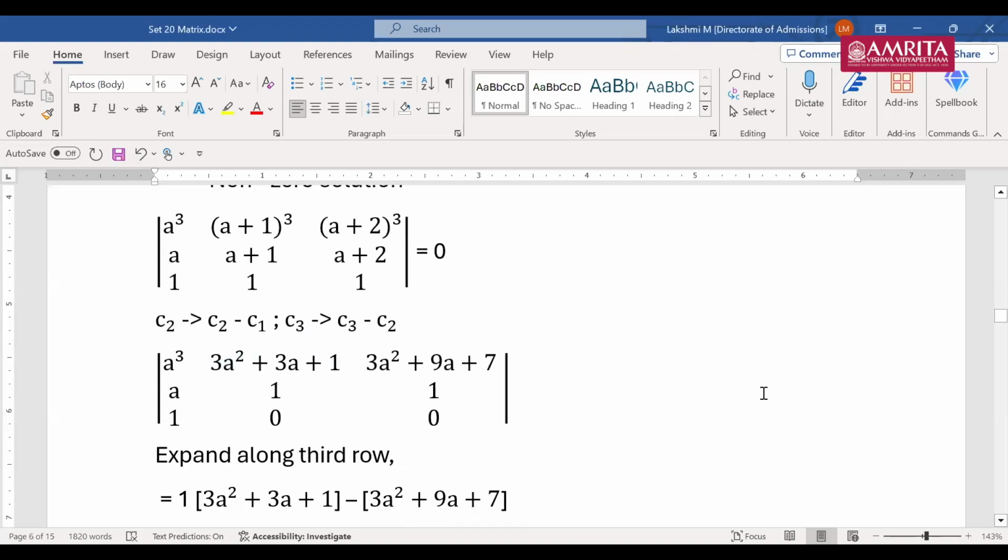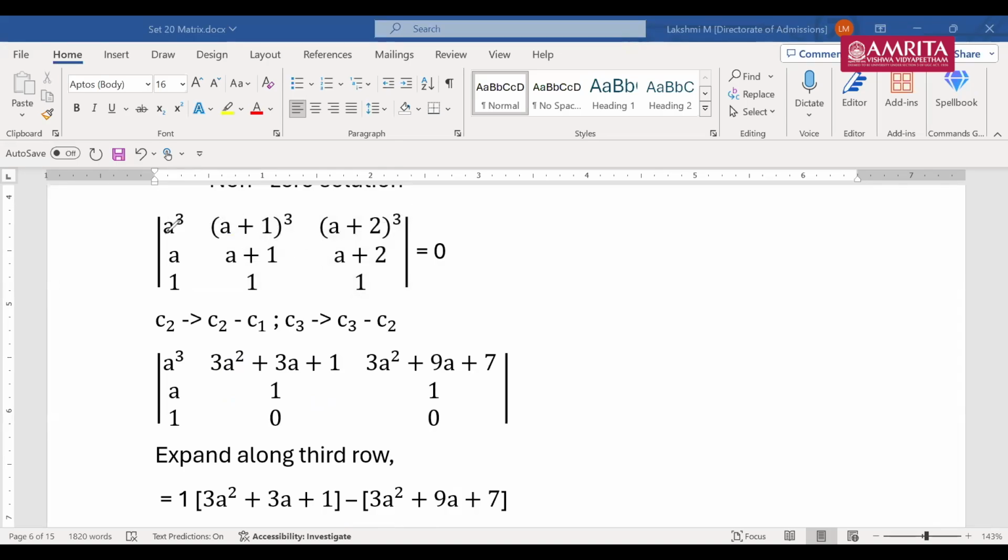So it's given that it's a non-zero solution, you can equate the determinant to 0. I have just asked you to take the coefficients. So it's A cube, A plus 1 whole cube, A plus 2 whole cube, A plus 1, A plus 2, 1, 1, 1. How will I be able to solve it? There is an A cube term, this is of A cube term, so this is A plus B whole cube.